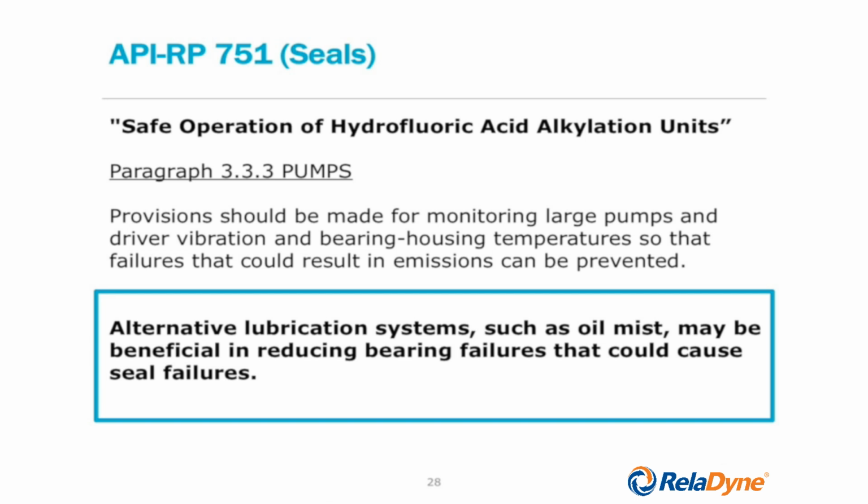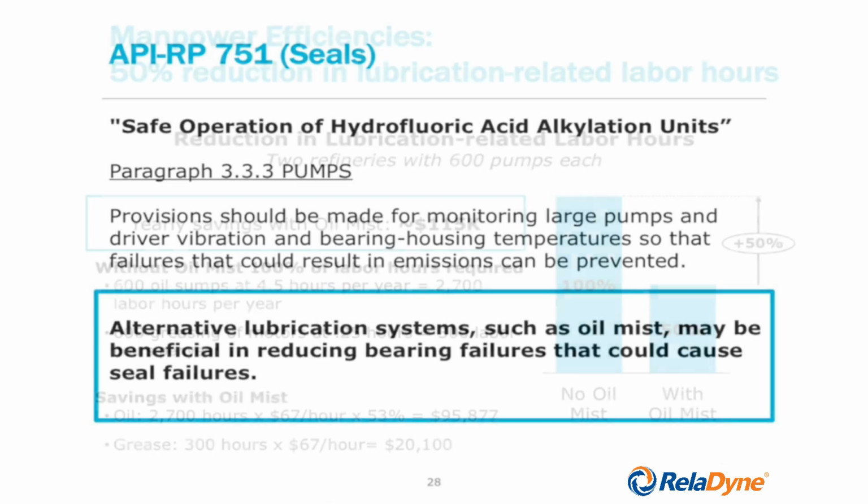And so the API standard specifically says that alternative lubrication systems, alternative to the traditional systems, the alternative system being an oil mist system, may be beneficial in reducing bearing failures that could cause seal failures. So here we have again an independent corroboration of the fact that with good lubrication of the bearings, we have increased life expectancy of mechanical seals.